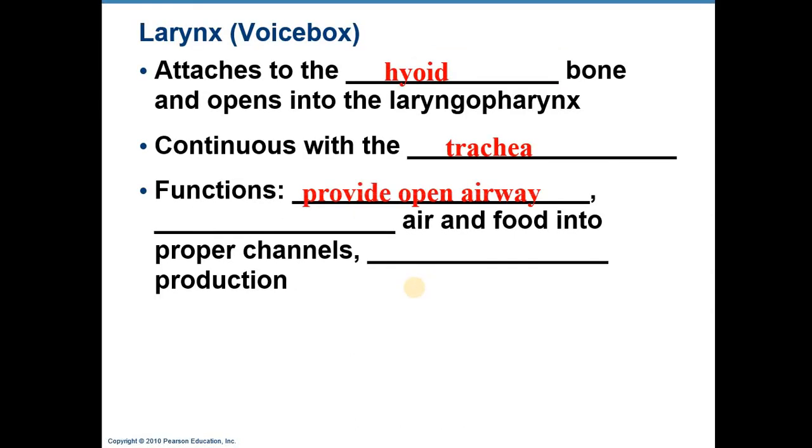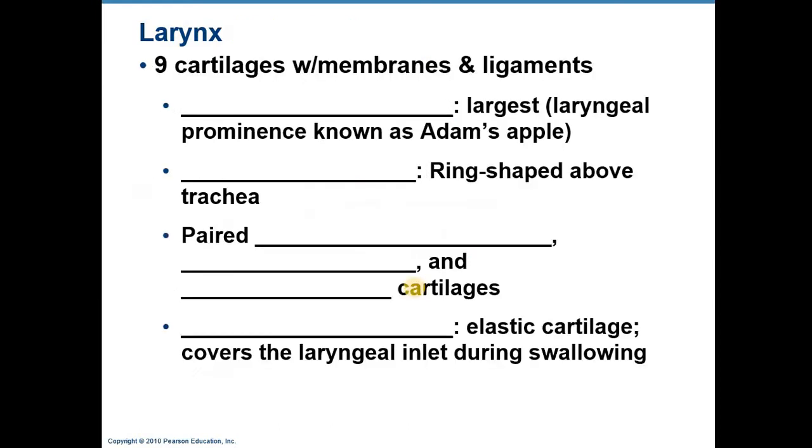Next, you have the larynx, which is also called the voice box. It attaches to the hyoid bone. The hyoid bone was the one bone that didn't attach or articulate with any other bone in the body. The larynx continues with the trachea, and you'll know the trachea because of the rings on it. It functions to provide an open airway. It routes air and food into their proper channels: food goes towards the esophagus, air goes towards the trachea. And it's also functioning in voice production.